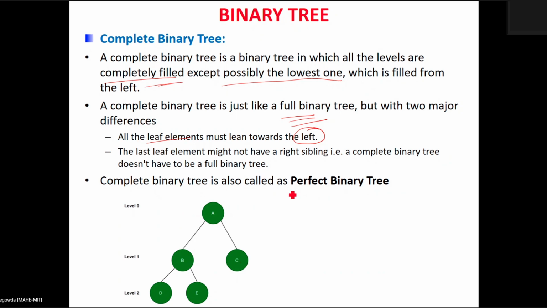The binary tree is also called by another name, the perfect binary tree. If you look at this tree, we can see that it has two children for all the internal nodes except the leaf nodes.